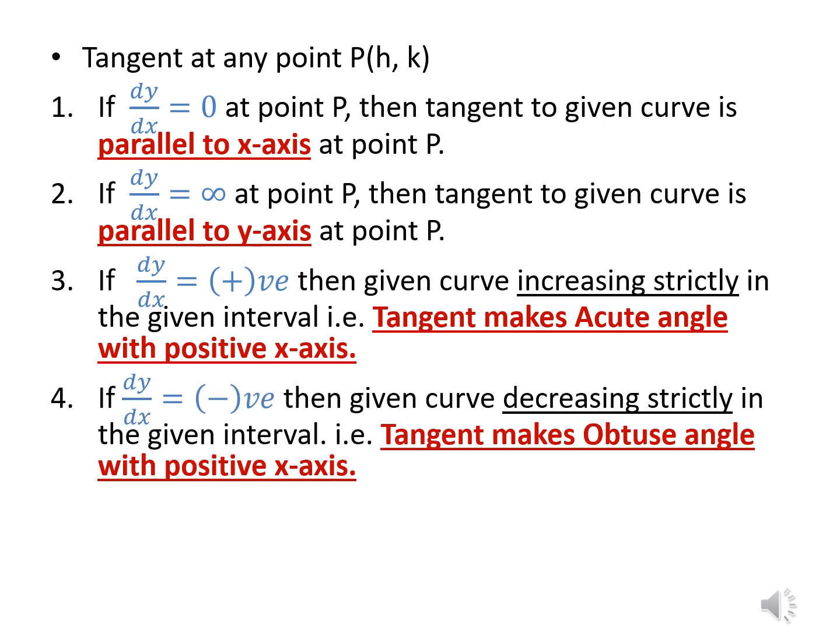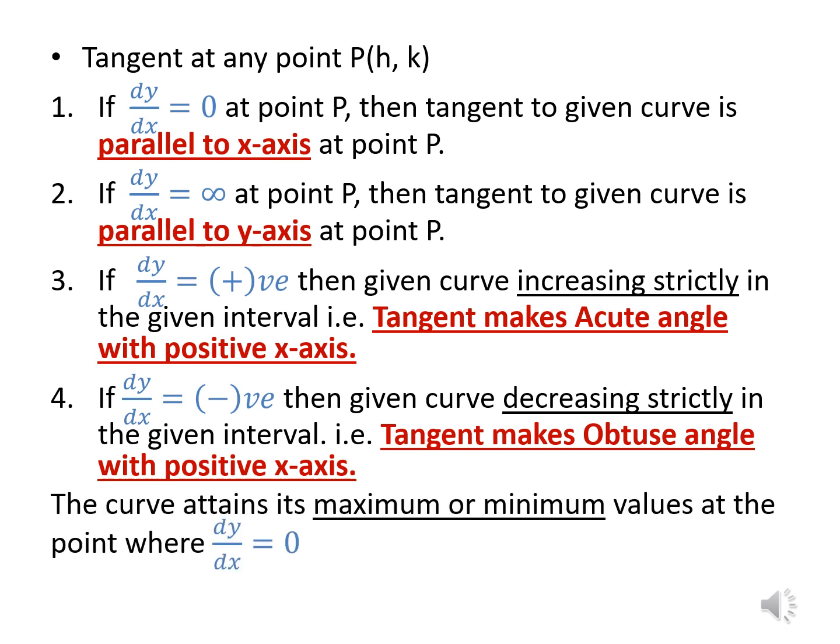Last point, if dy by dx at point P is negative, that means your tangent with the positive x-axis makes an obtuse angle. The curve attains its maximum or minimum values at the point where dy by dx is equal to 0.